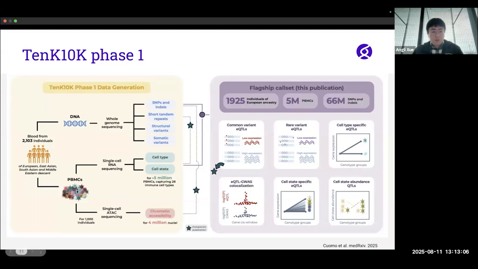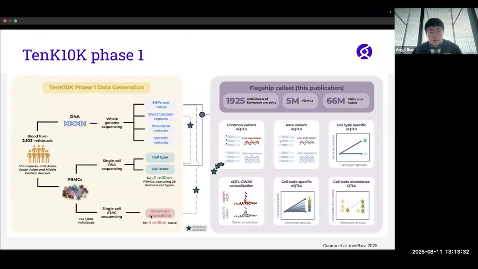And for the PBMC data, we have 2 data sets. One is RNA sequencing, and another is ATAC-seq. Because we have the whole genome sequencing, we not only can run the association between the SNPs with the RNA and ATAC, but also other types of structural variation like short tandem repeats, as well as some somatic variants.